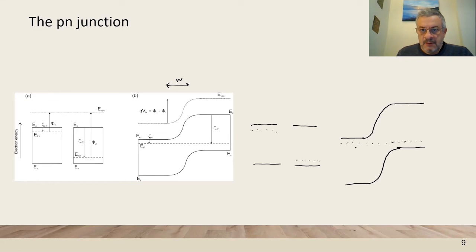And when we bias the semiconductor PN junction, then this is going to come here. And this one is going to come here. So that we are reducing now the height of the barrier when we apply a bias voltage.